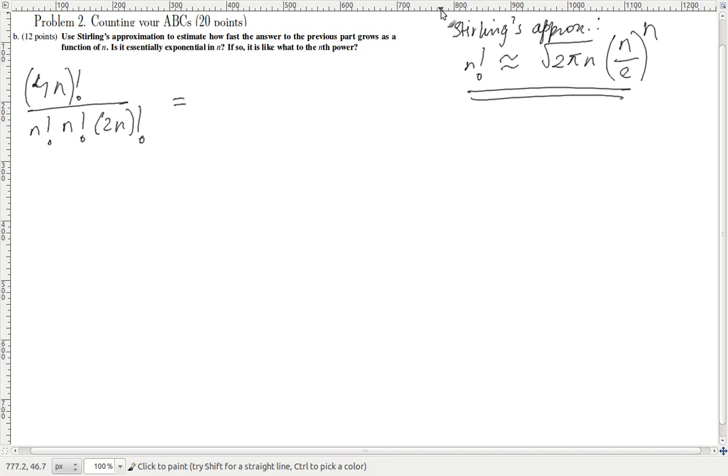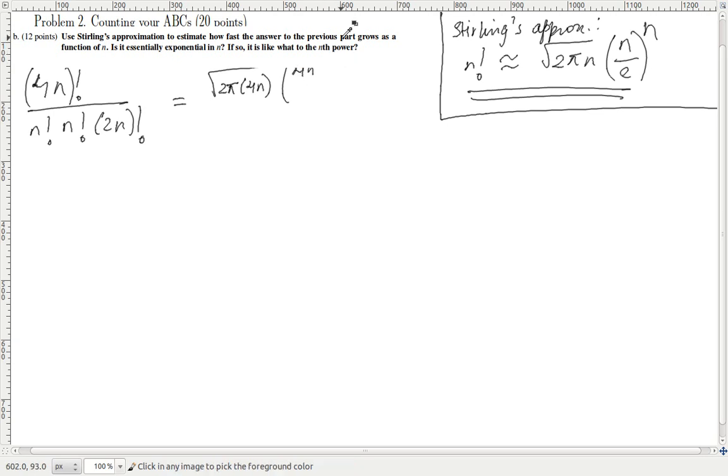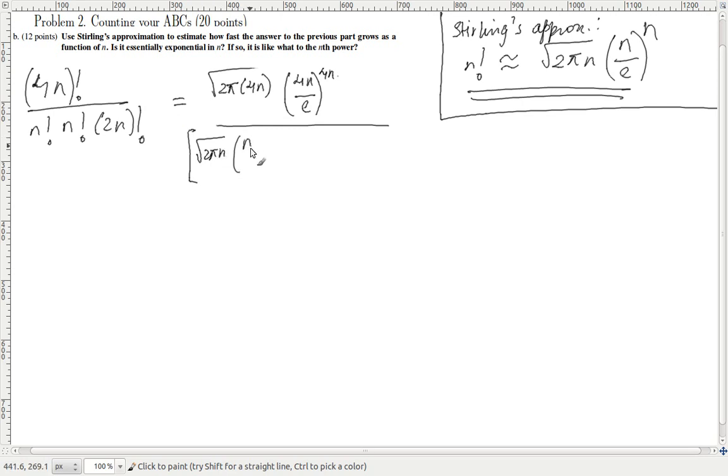What is 4n factorial? Using Stirling's approximation, it's root of 2 pi times 4n times 4n over e to the 4n, divided by, for the n factorial, root of 2 pi n times n over e to the n, times root of 2 pi n times n over e to the n, times root of 2 pi times 2n times 2n over e to the 2n.